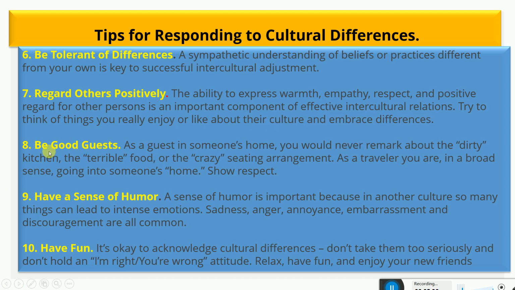Okay, so the eighth point is be a good guest. A guest is someone in another's home, and you will never remark about the dirty kitchen, the terrible food and the crazy seating arrangements. As a traveler, you are going into someone's home, so show respect. If anyone comes to your home, it's not like judging, not like saying it's not sitting in a good way, it's not giving respect. So that type of mentality we need to overcome in cultural difference.